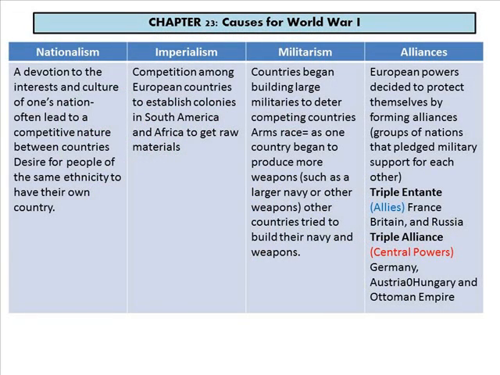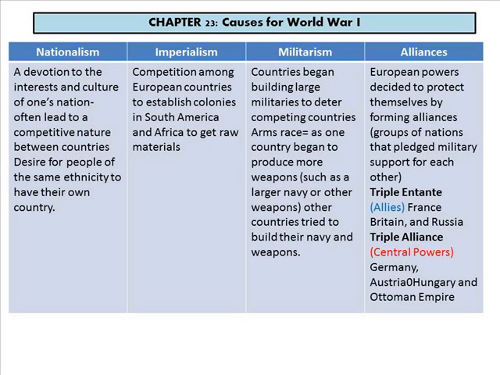Now, looking at this, I do know that there is always a question based upon these tables. Nationalism is the first column. A devotion to the interests and culture of one's nation often leads to a competitive nature between countries, and a desire for people of the same ethnicity to have their own country. Imperialism: competition among European countries to establish colonies in South America and Africa to get raw materials.